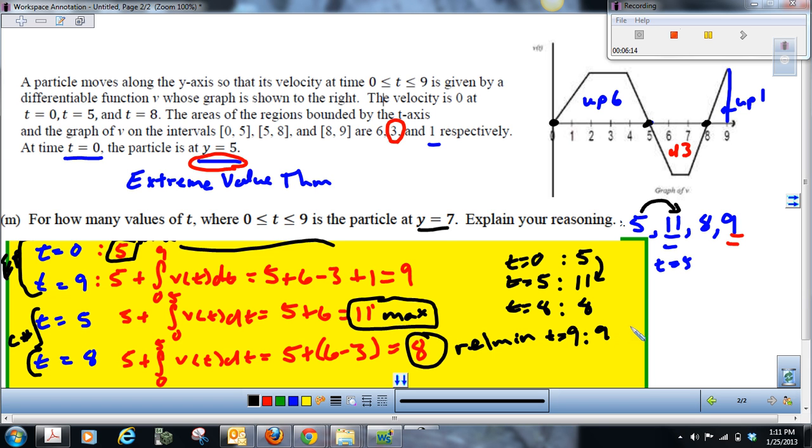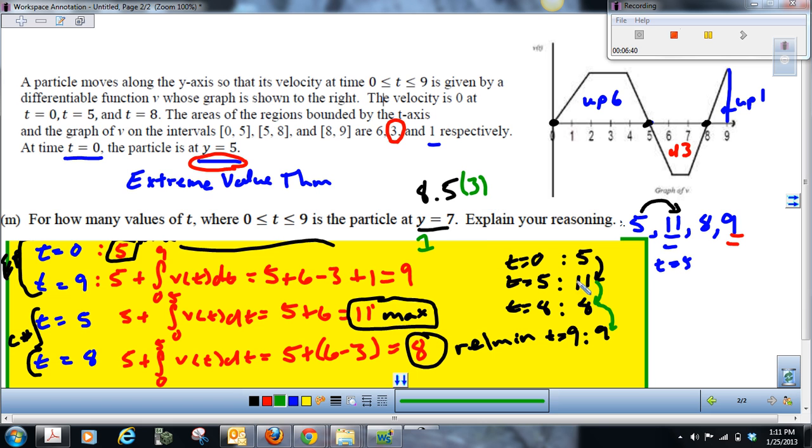I think what would have been a better question, if it said, how many times does a particle hit 8.5? Think about that for a second. How many times would it hit 8.5? Well, it hits 8.5 going from here to here. It hits 8.5 going from here to here. And it hits 8.5 going from here to here. But this answer is 1. But if it was 8.5, it'd be 1, 2, 3.